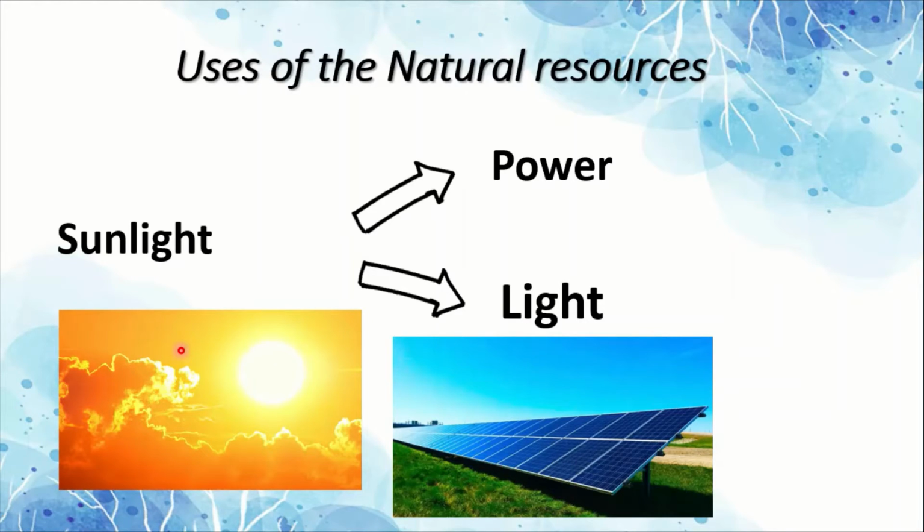Here you can see the uses of sunlight. Sunlight provides us power and light. The sun is the main source which provides light and energy to the earth. During the daytime, we get light from the sun and it helps us for a clear vision. Sunlight also helps to produce food in green plants. We use sunlight to generate electricity using solar cells.